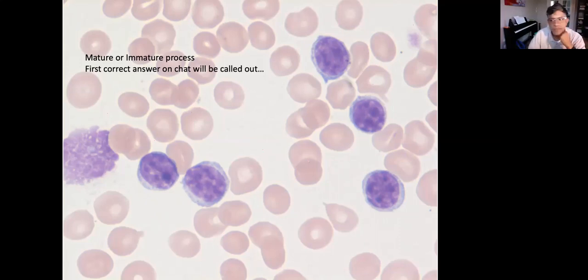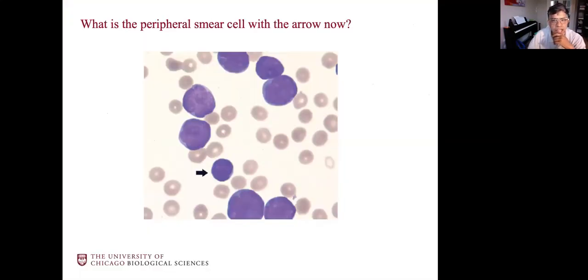Obviously we are not chatting right now. We are talking, which is good. So now in this peripheral smear, I have put an arrow on one cell. So what do you think that arrowed cell might be, Anirudh?